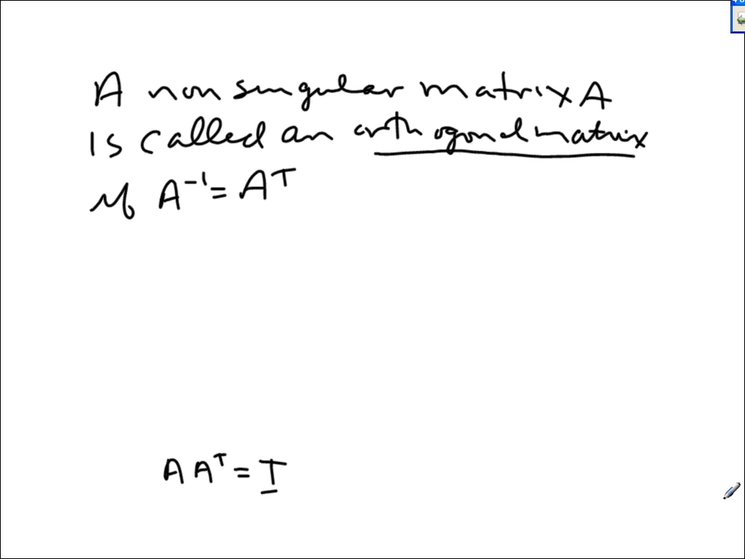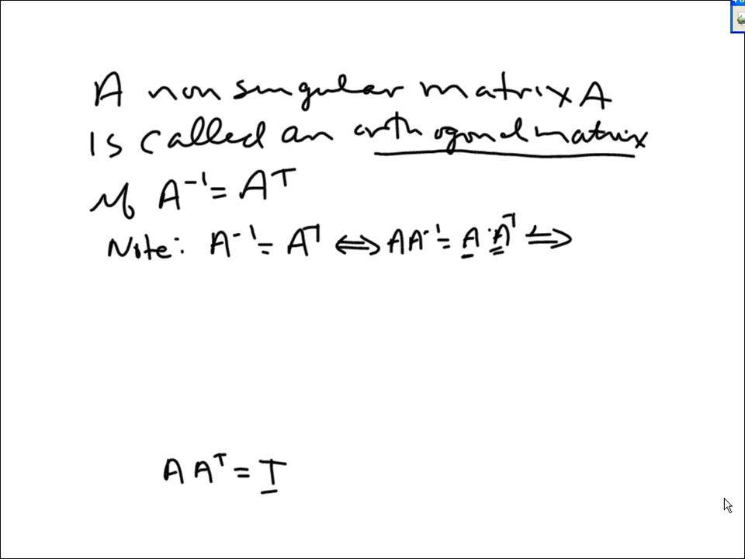Okay, so now let's note the following. I think this is important. A inverse equals A transpose. Well, if I multiply on the left by A, I take A inverse and multiply by A on the left, and I take A transpose and on the left I multiply by A. But that means the identity is equal to A times A transpose.